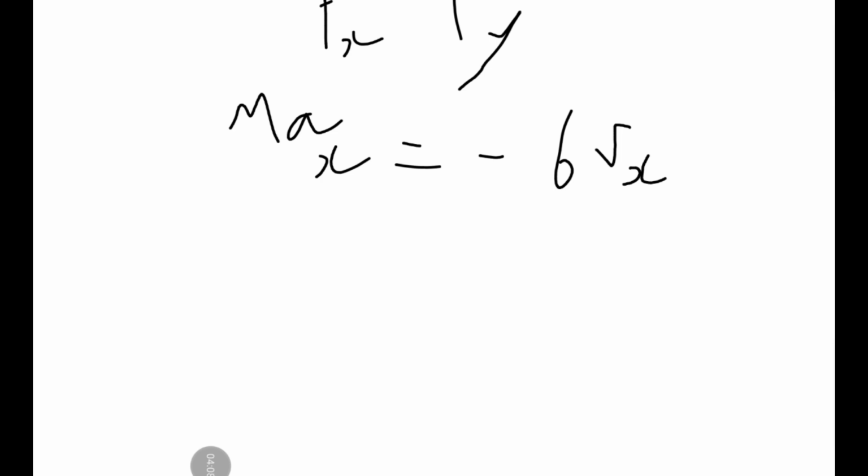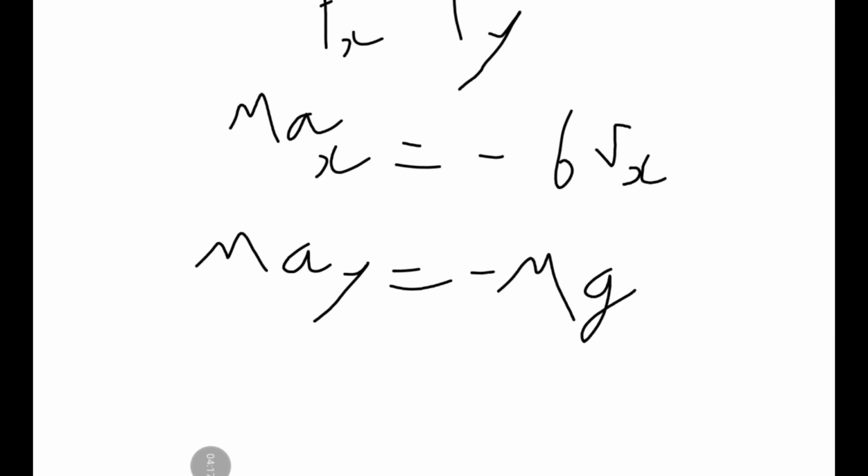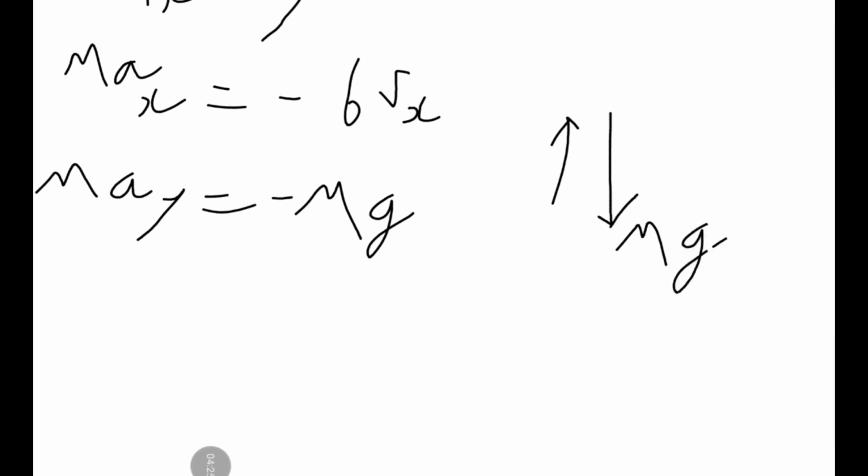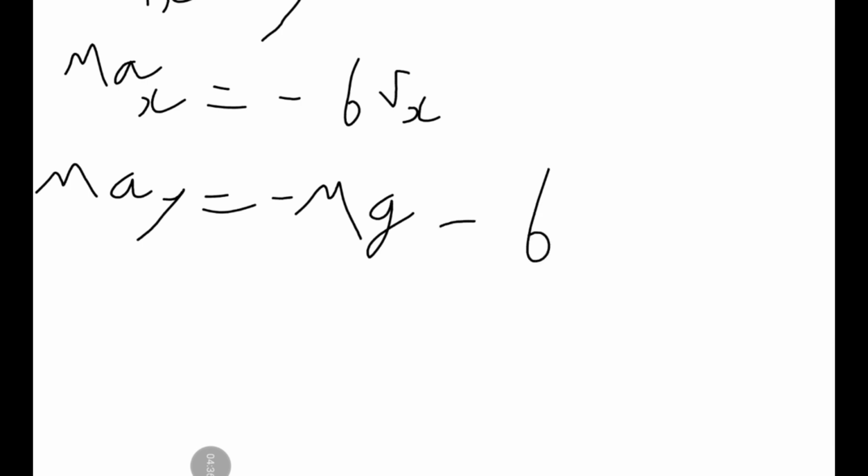Anyway, if we go on to the next part, we have mass times acceleration of y equal to minus mg, because gravity acts downwards and we're resolving upwards. It's always very important in mechanics problems to know which direction you're resolving. You have to pick a direction and stick to that. Then minus b times velocity of y.